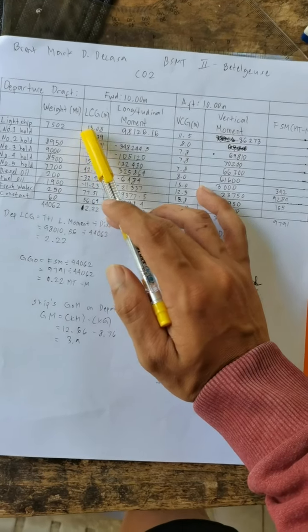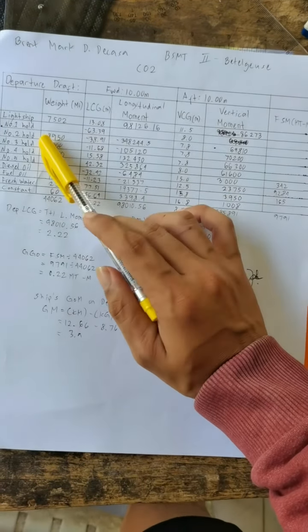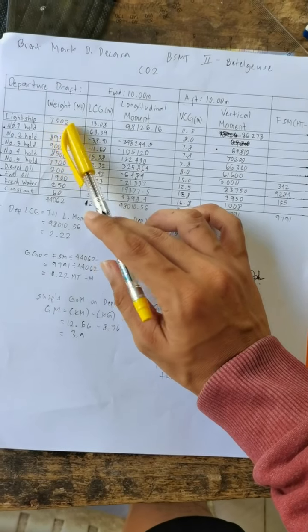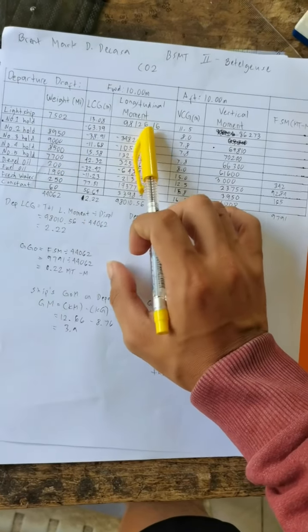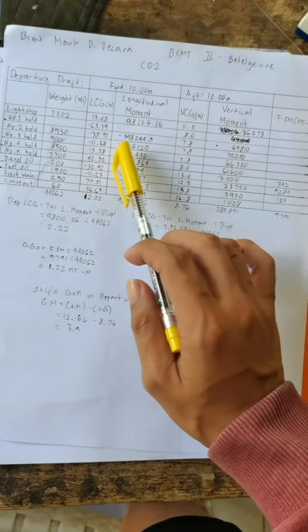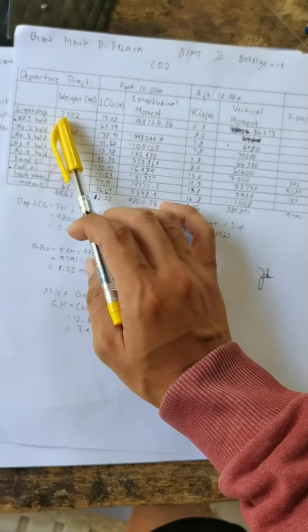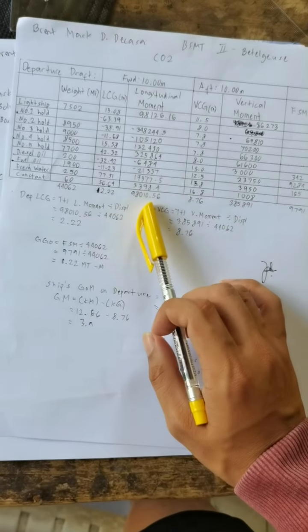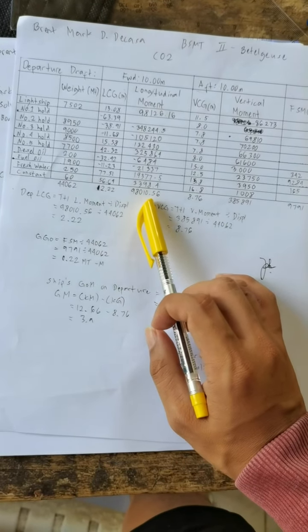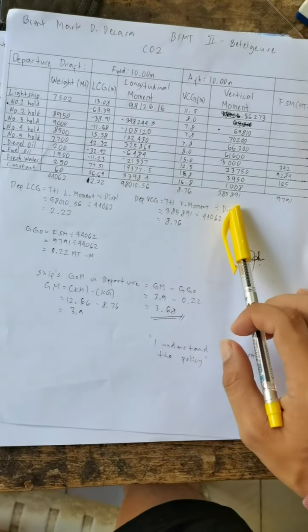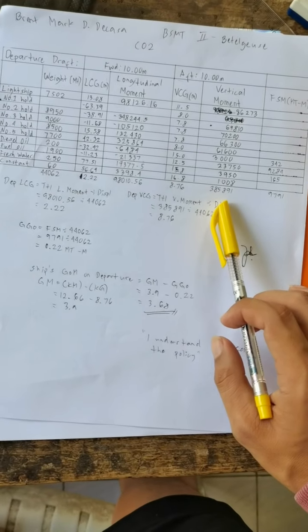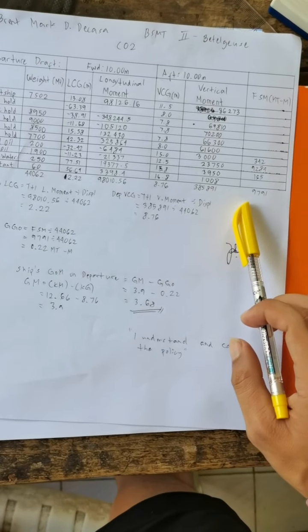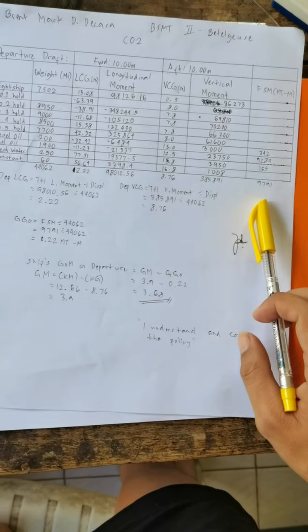For task 1, to get the L moment, we need to multiply the weight times LCG. And to get the vertical moment, we need to multiply the VCG and the weight. The total weight is 44062. The total L moment is 98010.56. The total V moment is 385891. And the FSM is 9791.